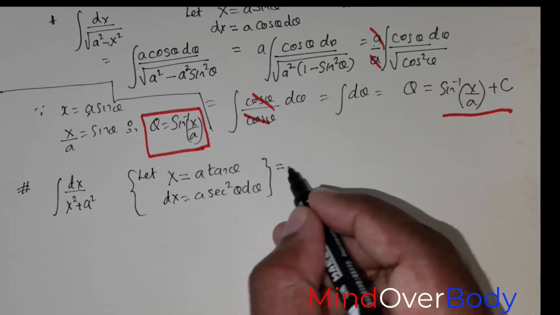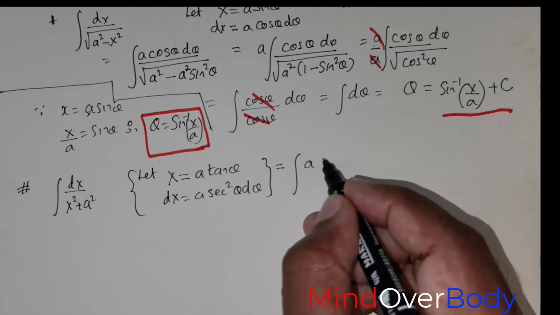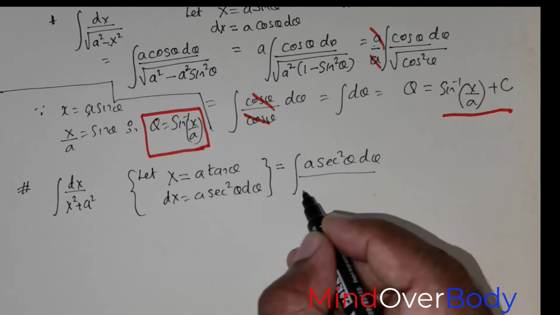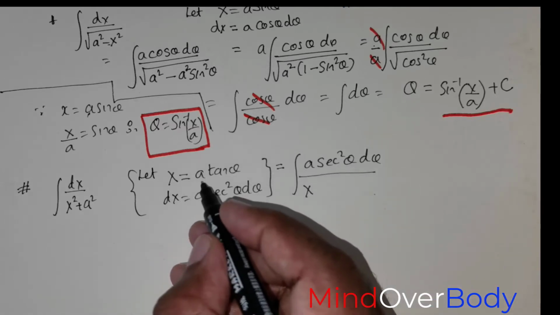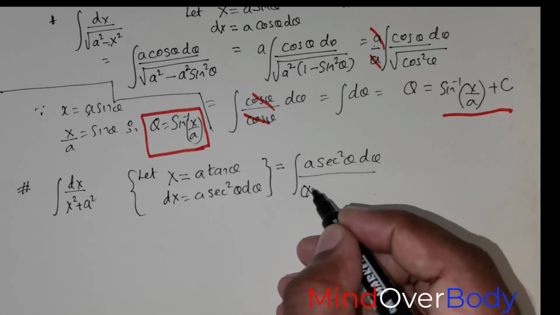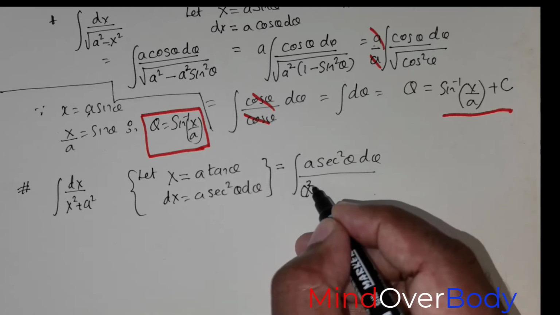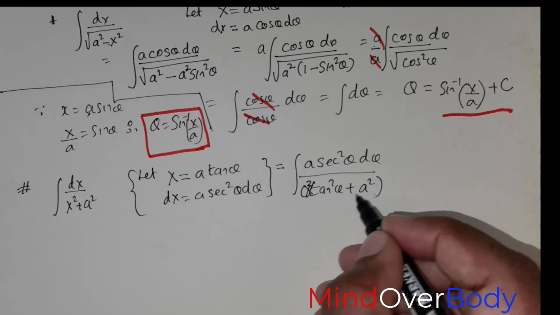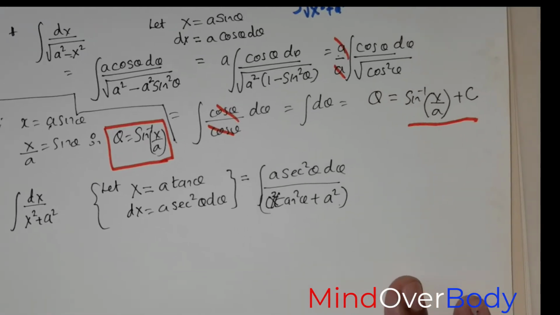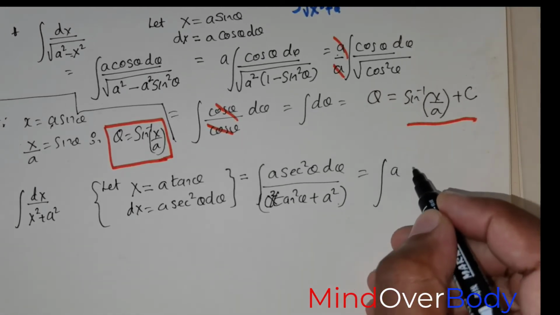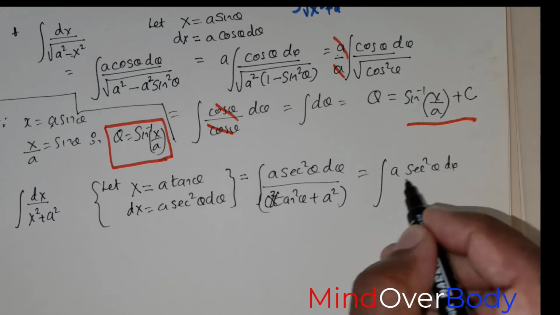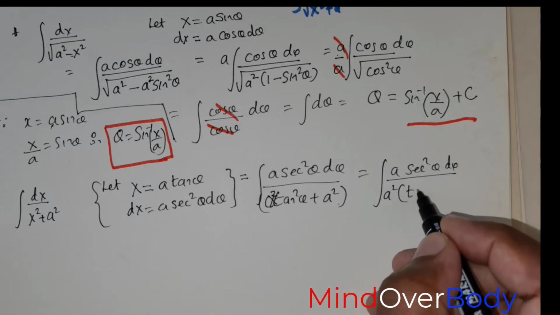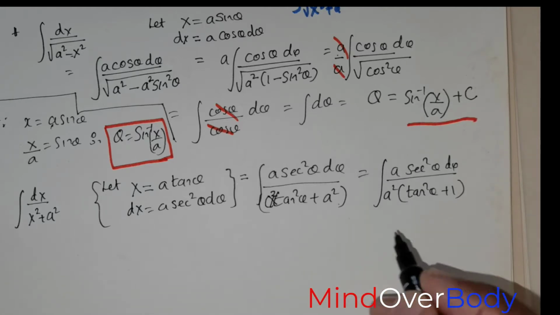So this is going to be equal to integral, in place of dx I'm going to substitute a times secant squared theta d theta, over, in place of x it has to be a times tan theta. So that's going to be a squared times tan squared theta positive a squared. So this can be rewritten as integral a times secant squared theta d theta. I'm taking a squared out, so it's going to be a squared of tan squared theta positive 1. Now we know our formula.